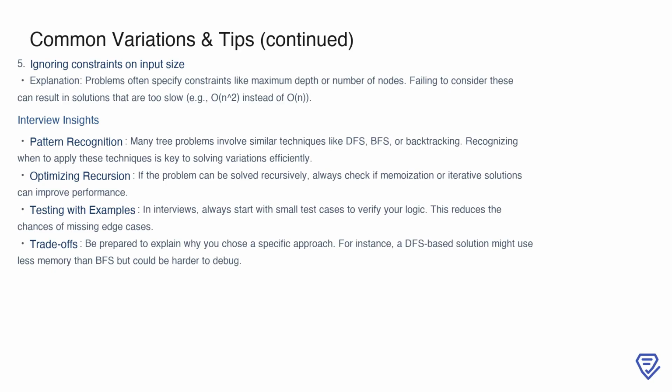Recognizing patterns is another critical skill in tree problems. Techniques like DFS, BFS, or backtracking frequently appear, and being able to identify when to apply them will make solving variations much easier. Additionally, if you use recursion, always explore whether memoization or iterative methods could enhance performance. In interviews, testing your logic with small, simple cases is a must. This helps identify edge cases early.